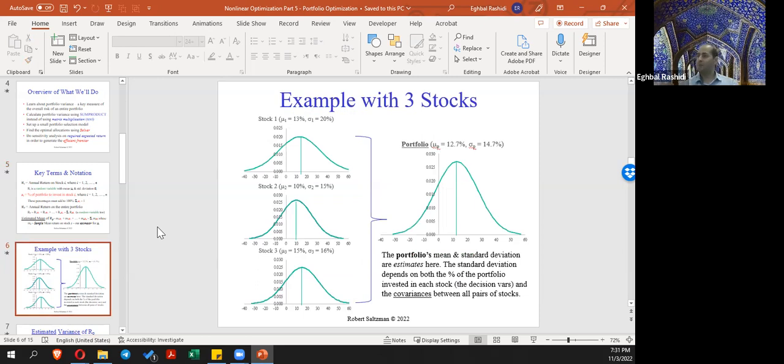So let me give you just a small example here. Suppose we have these three investments. The first investment here, as you see, has a rate of return that is a random variable, and that follows a normal distribution with an average of 13% and a standard deviation of 20%. Okay? We have another stock. The rate of return for this also follows a normal distribution with an average of 15% rate of return and a standard deviation of 16%.